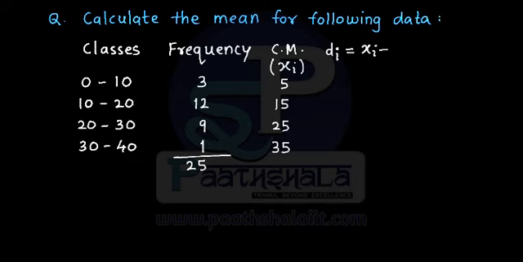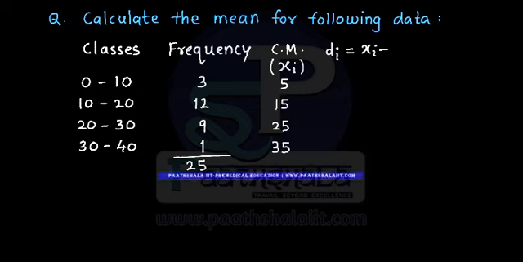Now as you can see, if you look at the data carefully, the most number of observations are concentrated in the class 10 to 20. So it is reasonable to assume that the mean also must lie somewhere in 10 to 20. So to take advantage of the values of the class marks, we assume the mean to be 15. Okay, it is just the assumed mean, it is not the actual mean.